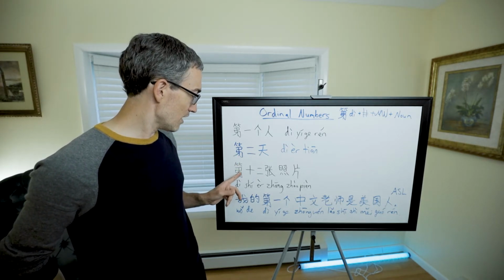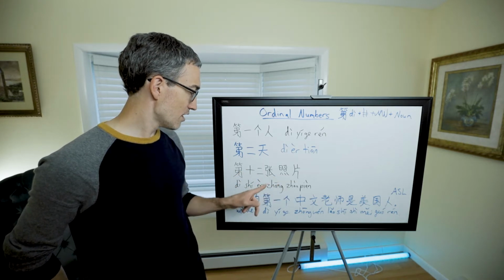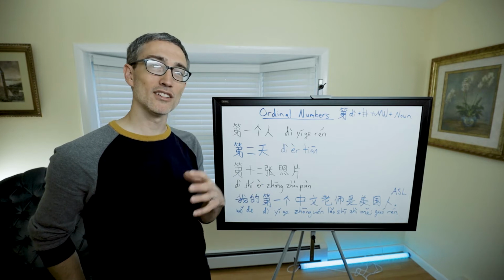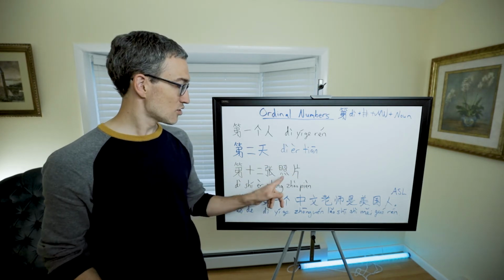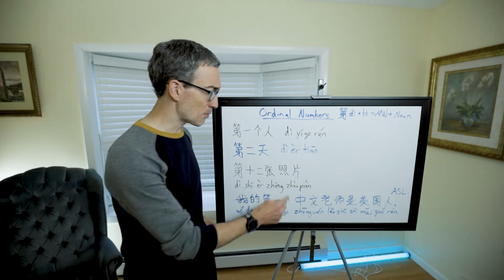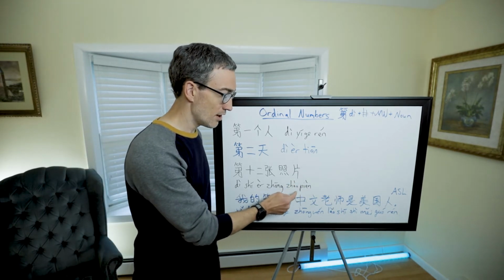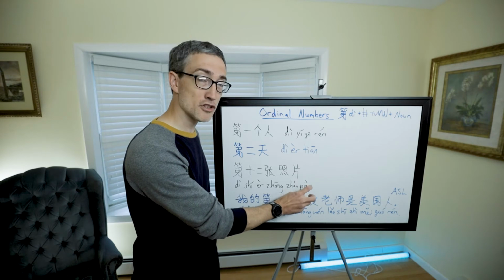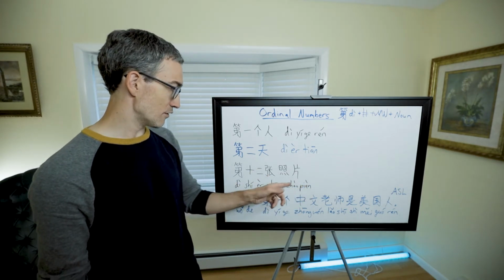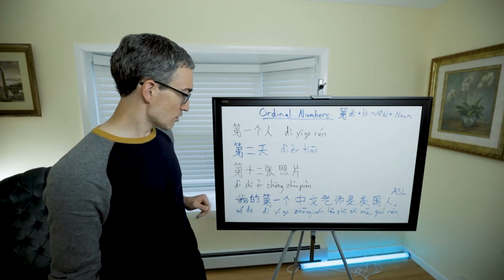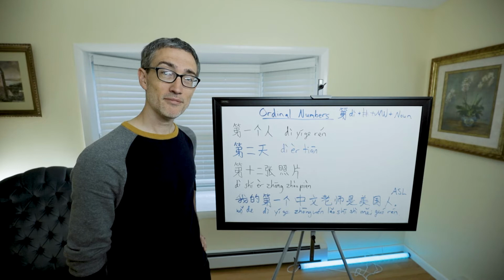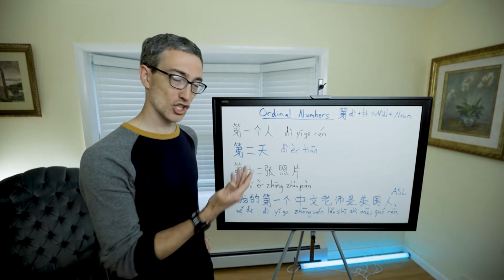Here we have 第12张照片. 张, remember 张 is a measure word applying to things that have a flat surface. 照片 means picture. By the way, some people pronounce this with an R, 照片, and some people even make the 片 into first tone. But anyway, it's all the same. It's just different strokes for different folks. So we have 第12张照片. What do you think? It's the 12th picture.